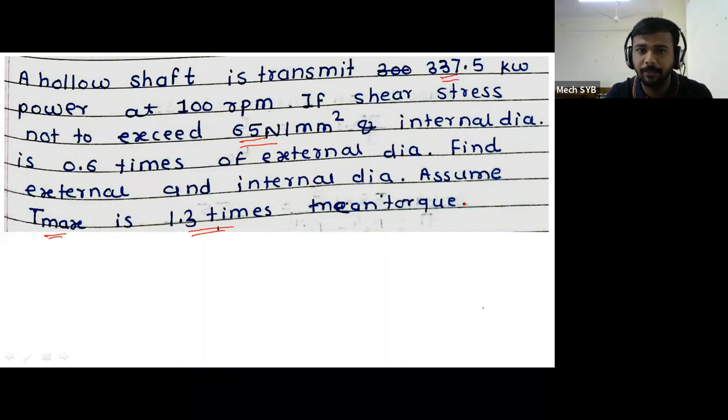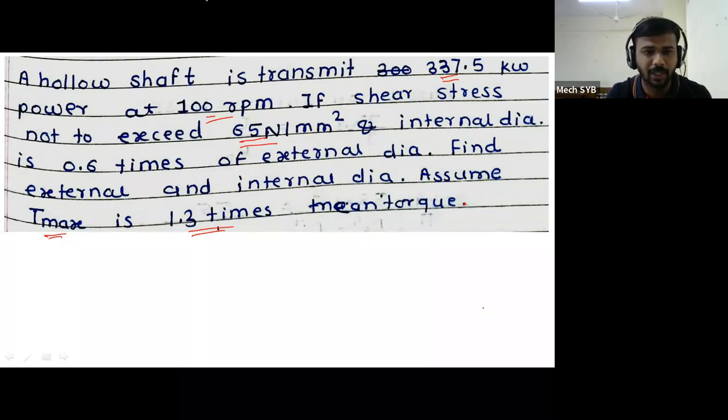Here the power is given and speed is given. So what is our first requirement? First of all, we have to calculate the mean torque. We have to use the mean torque in the power formula because the relation is mentioned. If such a relation is not mentioned in the statement, I have told you T max is equal to T min is equal to capital T. But here the relation is mentioned, therefore we have to use T min in the power formula and T max in the torsion formula.